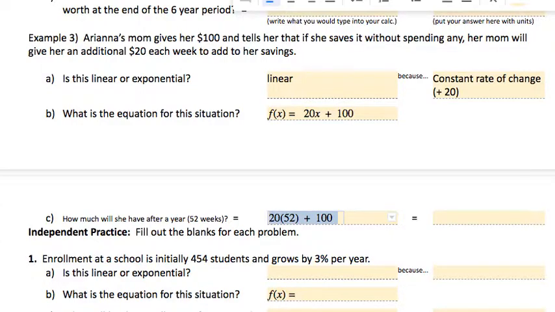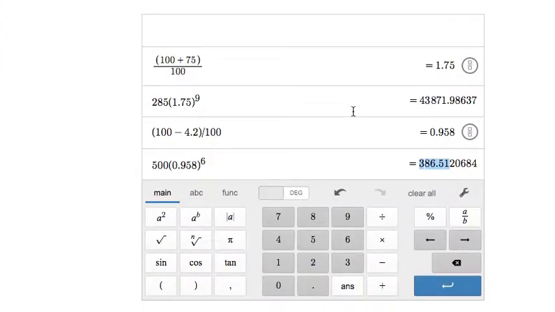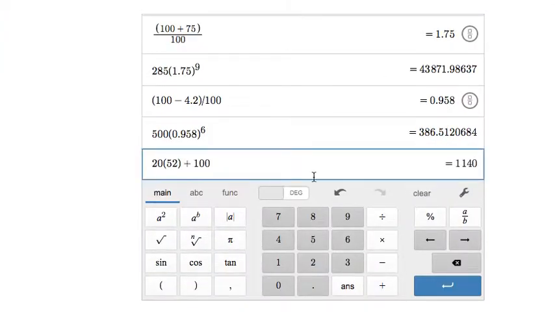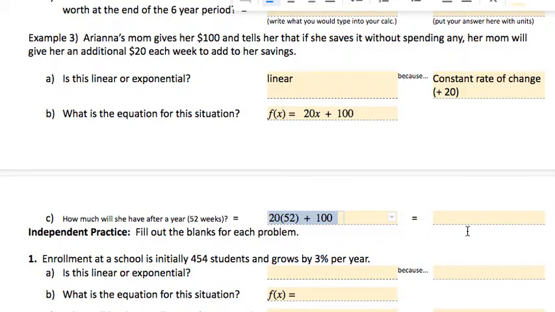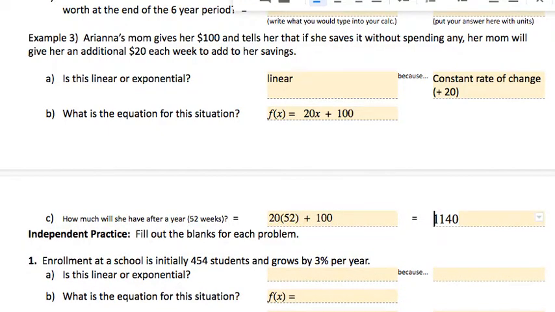And then to figure out what that equals, back to Desmos, 1140. Again, we're talking about money, and so we want to make sure, I'm just copying and pasting, that when we put it in here, we use a dollar sign, okay? $1140.